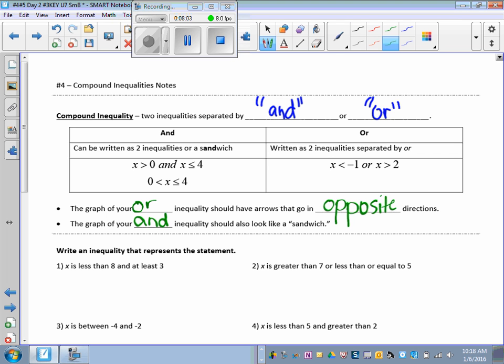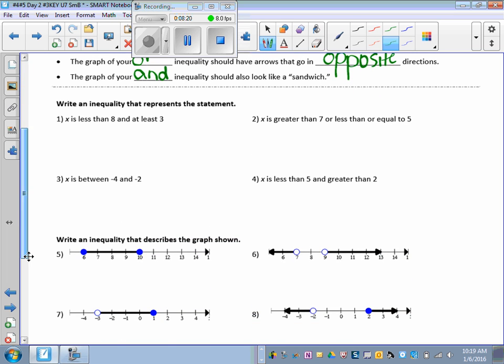Okay, so our first view, it says write an inequality that represents this statement. Number 1 says x is less than 8 and at least 3. So that means it can be 3. Let's say that I bring in 2,000 cookies. If I give you at least 3 cookies, how many have you had? You have 3 or more, right? It includes 3.